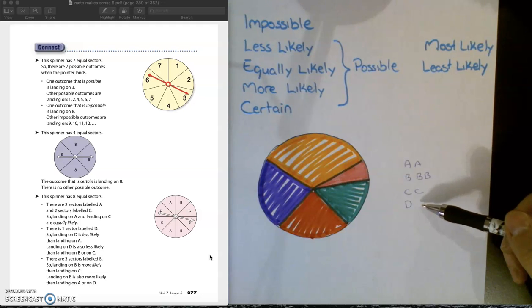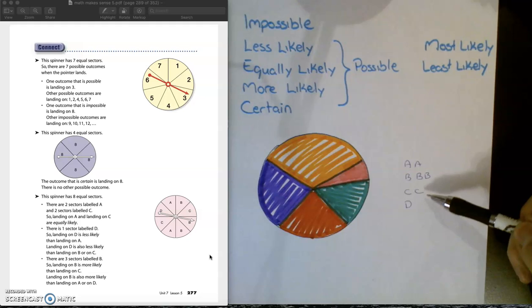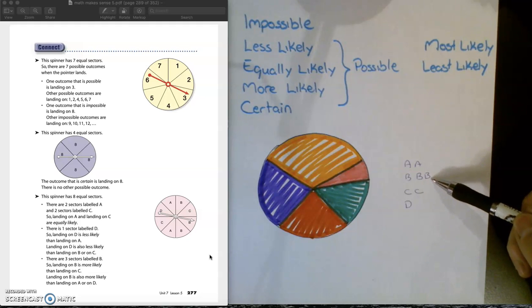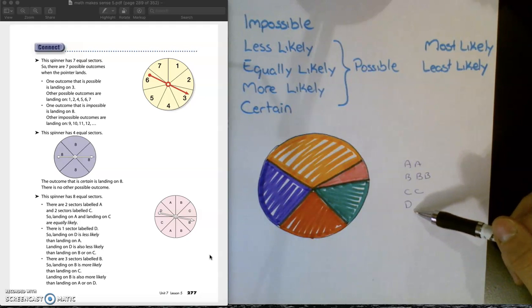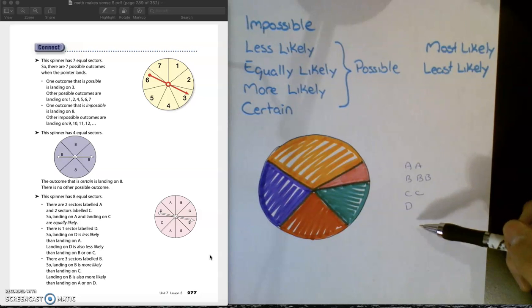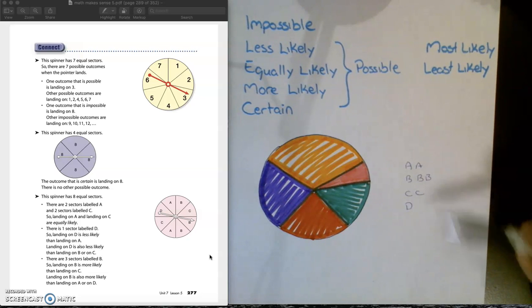So I am equally likely to get an A as I am to get a C because there's 2 of each. I am more likely to get a B than anything else, which makes it the most likely option. I am least likely to get a D. I'm less likely to get a D than a C. I'm less likely to get a D than a B. I'm less likely to get a D than an A.